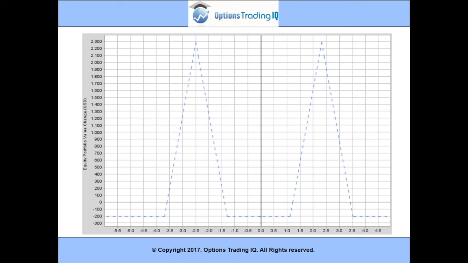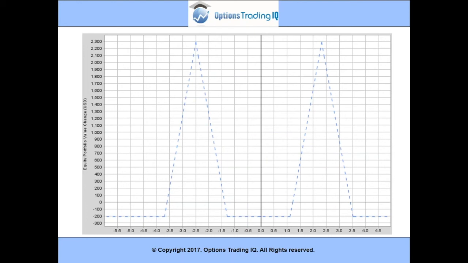This is the strategy I was talking about where I'll use the double butterfly. So this is a graph from Interactive Brokers. That's the broker that I use. If you guys aren't familiar with it, I do recommend them. They're very, very good. Thinkorswim also is very good. Interactive Brokers and Thinkorswim actually have really good analytical tools.